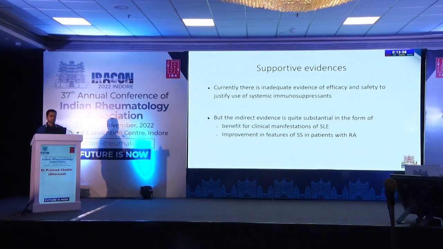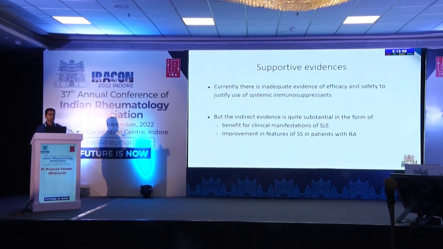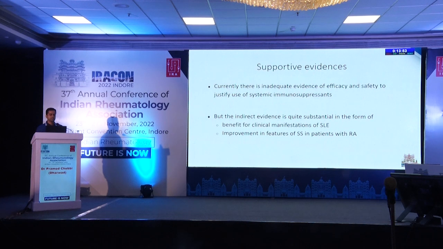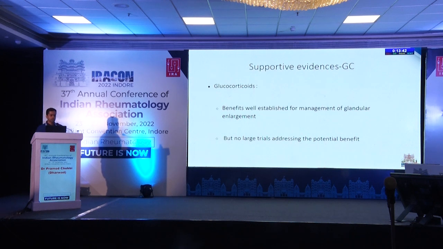If we look at other supportive evidence, we could find no definite evidence for the efficacy and safety of systemic immunosuppression, but indirectly there is a lot of evidence, especially in the setting of lupus as well as secondary Sjogren's associated with rheumatoid arthritis. With glucocorticoids, the benefits are well known in reducing glandular size. That again indirectly tells us that the infiltration in the glands is going to be reduced if we start systemic immunosuppression. But there are no large trials supporting this.